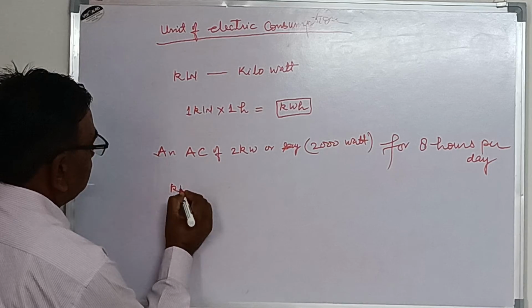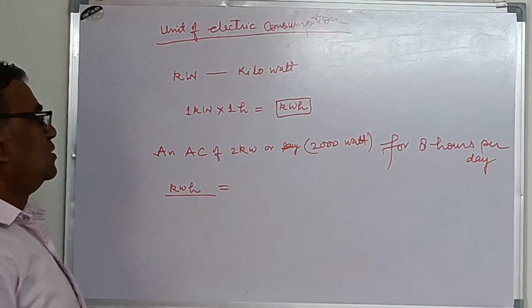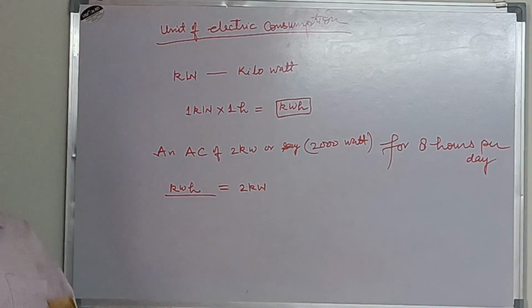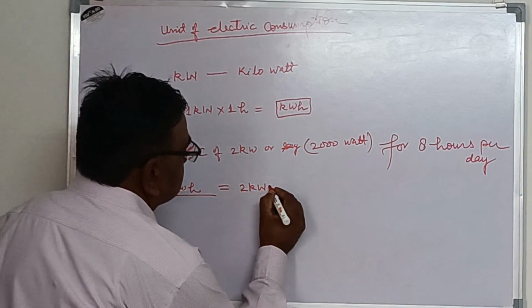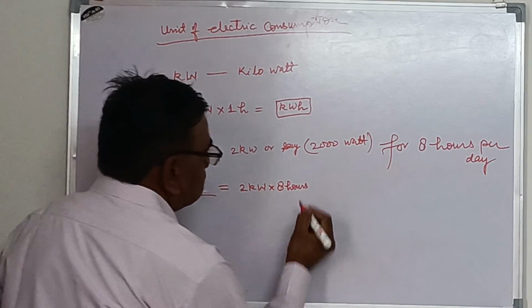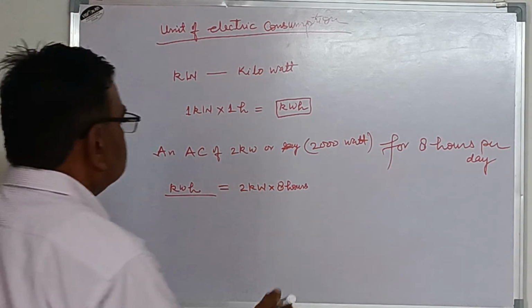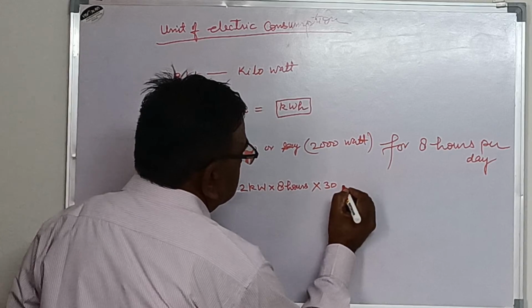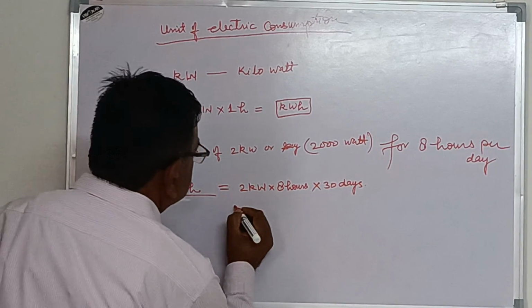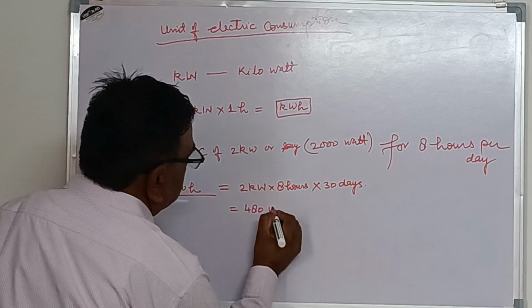Unit kWh is equal to 2 kilowatt multiplied by 8 hours. And if you take it for 1 month, say 30 days, how many units will you consume? You multiply, 480 units.